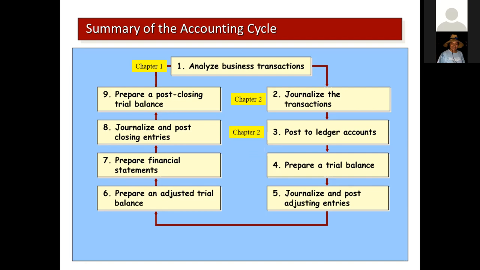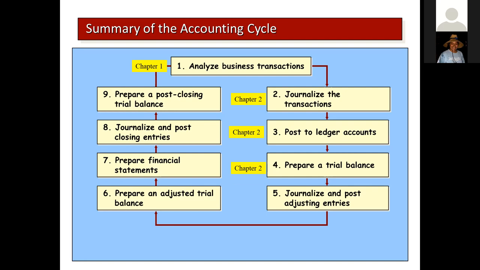This goes on throughout the accounting period, which is usually a month cycle. Every day transactions are occurring in a business, and the accountant or bookkeeper is journalizing the transactions. Then usually at the end of the accounting cycle, which is the end of the month, they post all the transactions to the ledger. At that point, they summarize everything that happened during this accounting period and prepare a trial balance. That was basically the gist of chapter two.